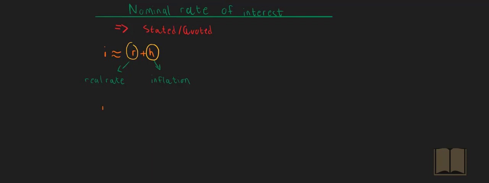The most accurate way, however, to calculate the nominal rate of interest is as follows. It's 1 plus the real rate of return multiplied by 1 plus the inflation rate, minus 1. This is referred to as the Fisher formula, and it will give you a precise calculation of what the nominal interest rate is.